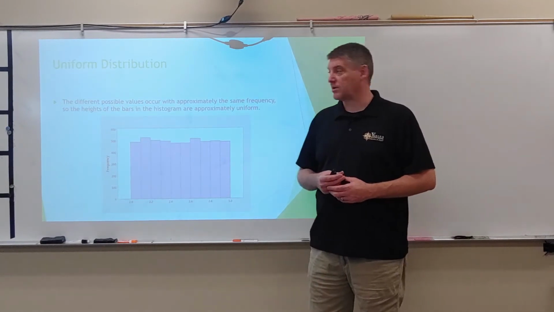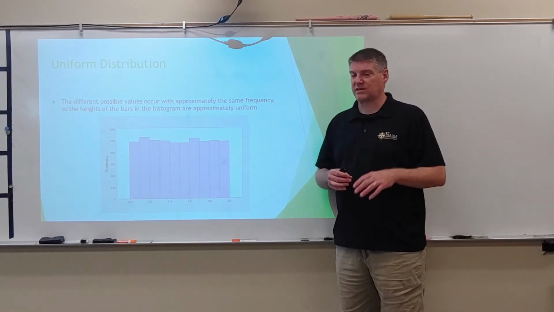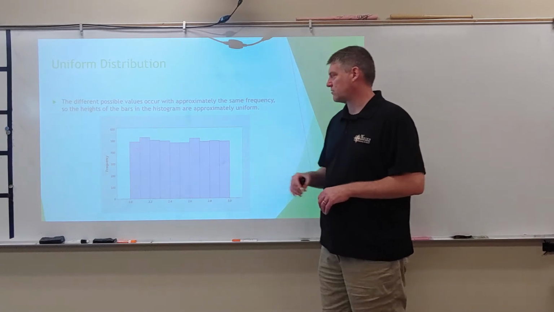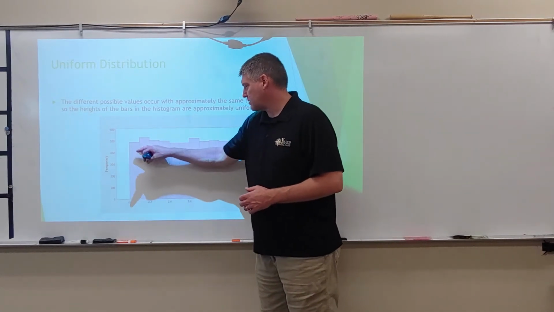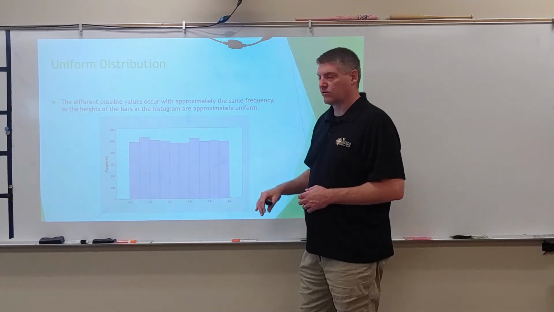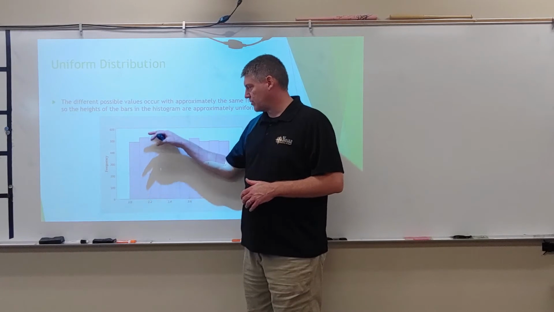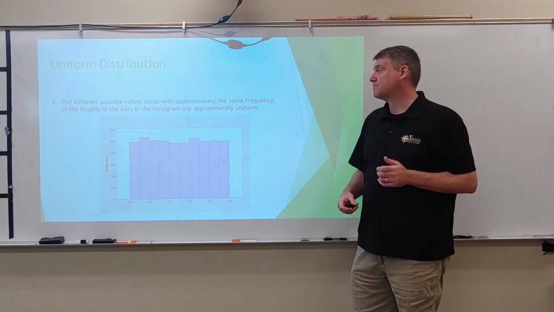Uniform distribution. So the different possible values occur with approximately the same frequency. So the heights of the bars in the histogram are approximately uniform. Okay, so notice here, there's not a lot of variation in our graph. So this is fairly uniform. It's pretty close to that.